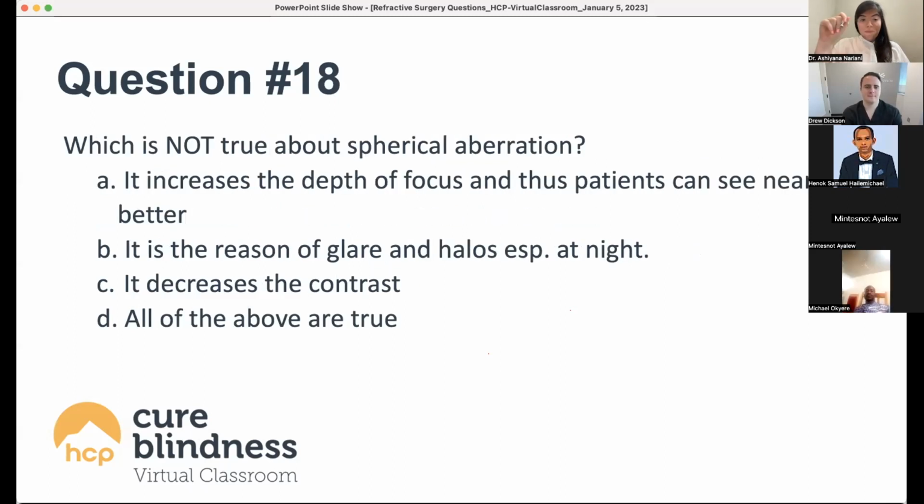Question number 18. Which is not true about spherical aberration? A, it increases the depth of focus and thus patients can see near better. B, it is the reason of glare and halos, especially at night. C, it decreases the contrast. Or D, all of the above are true.